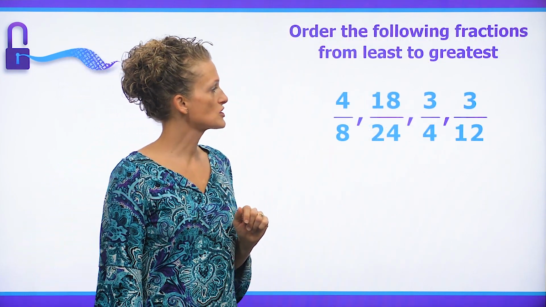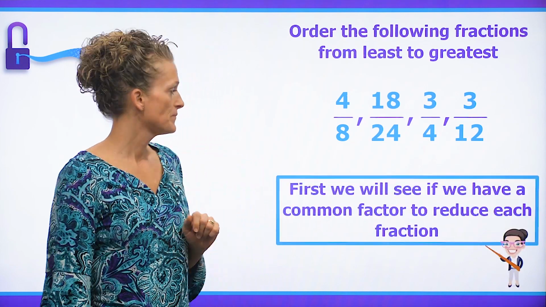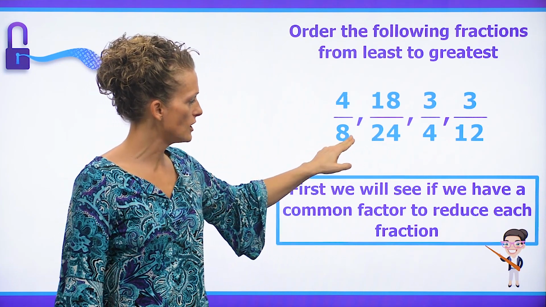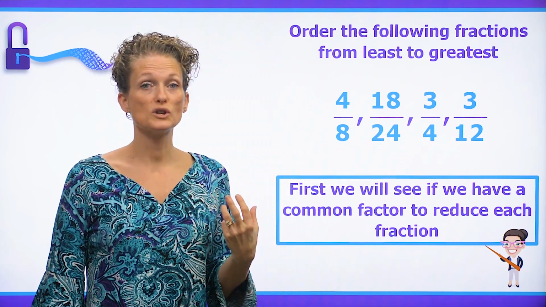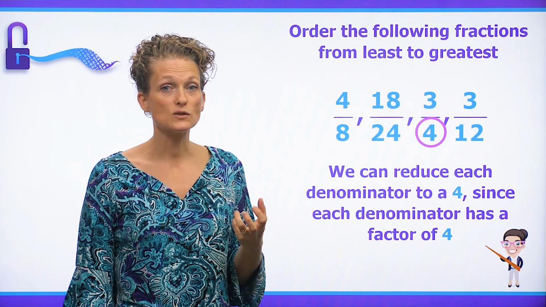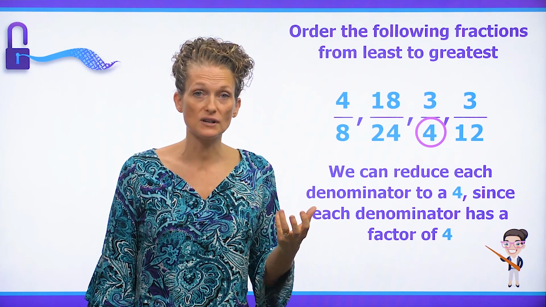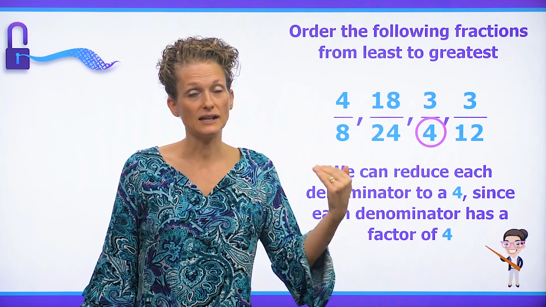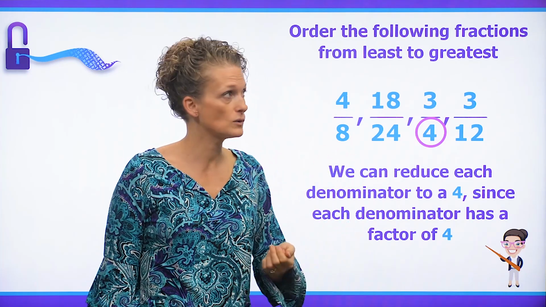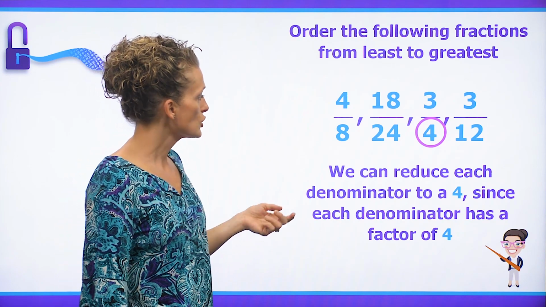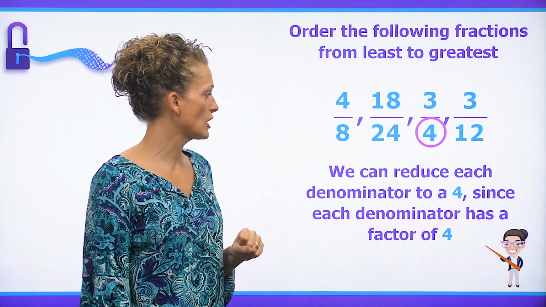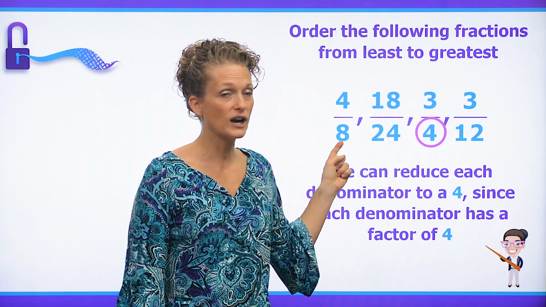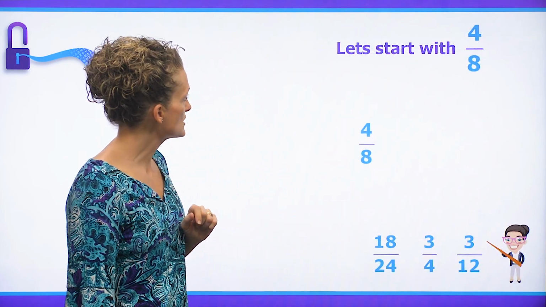Now order the following fractions from least to greatest. First, we're going to see if there is a common factor between all of these numbers so that we can reduce the fractions. Just as we can multiply a fraction by any number, as long as we do the same thing to the top and bottom, we can divide a fraction by any number as long as we do the same thing to the top and bottom. So we can reduce each denominator to a 4, since each denominator has 4 as a factor. Let's start with 4/8.